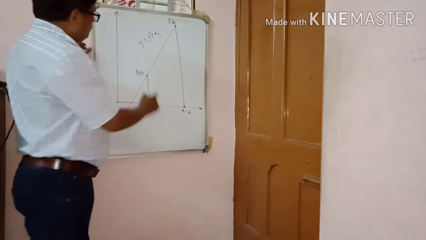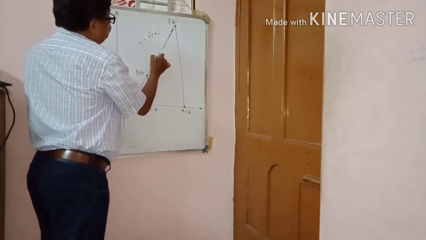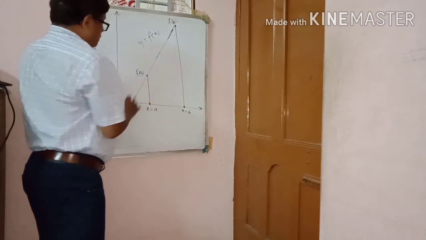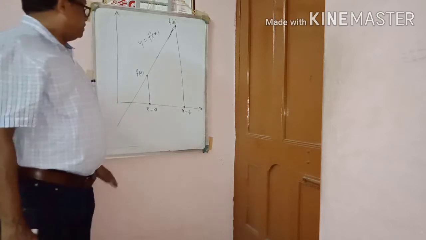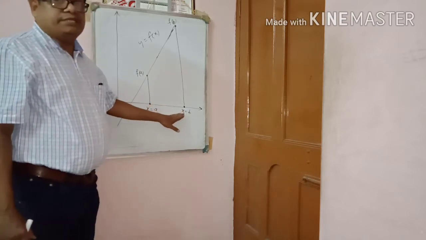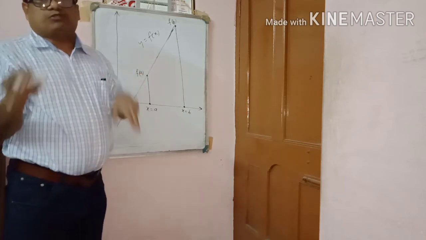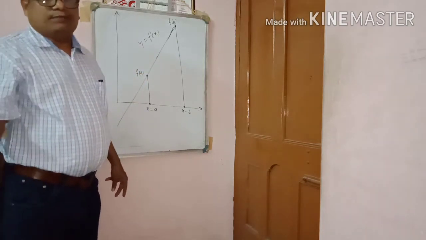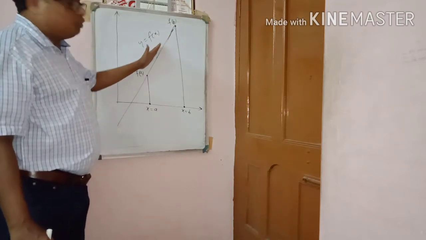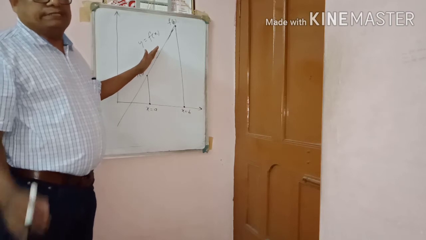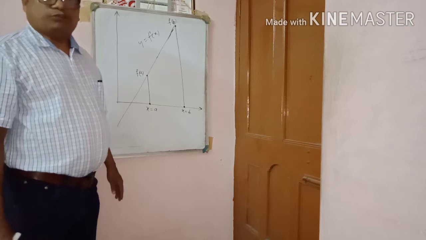So this function y equal to f of x is defined in the closed interval a and b, and the given function is continuous. What is a continuous function? Already discussed. Left hand limit equal to right hand limit equal to f of a. Here the function is continuous, no gap. In the graph there is no gap. So that's why it is continuous.